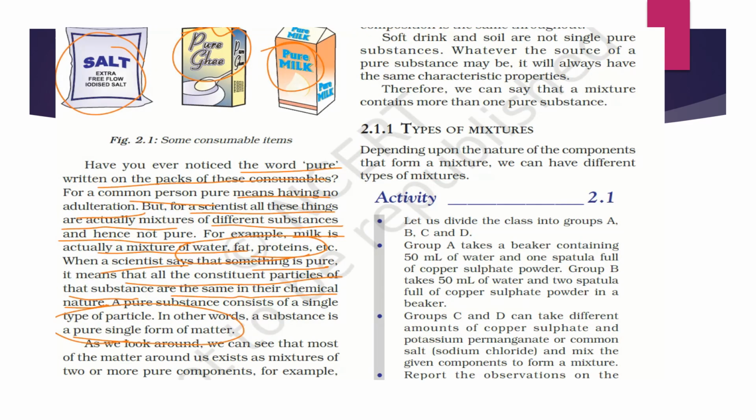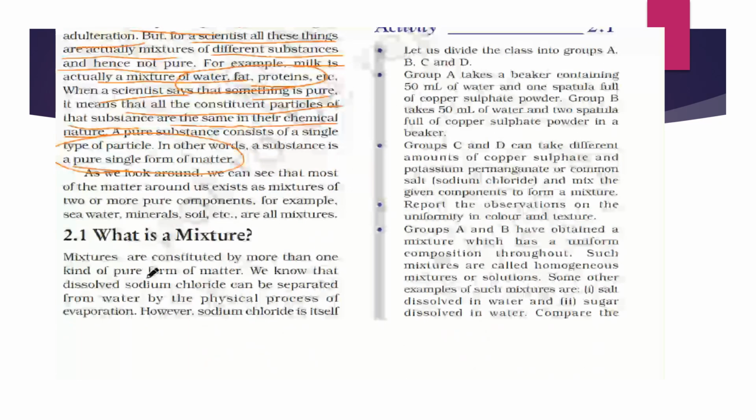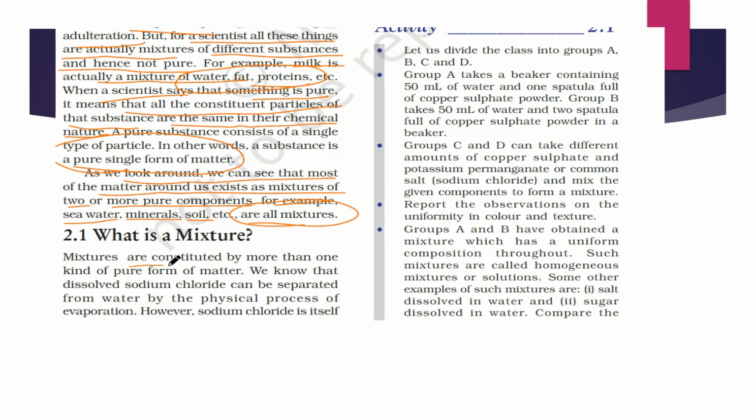Is it clear? As we look around, we can see that most of the matter surrounding us exists as mixtures, of two or more components. For example, seawater, minerals, soils, all are mixtures. They are all made up of two or more substances. Now we will come to the definition of mixture. What is a mixture? Mixtures are constituted of more than one kind of pure form of matter.